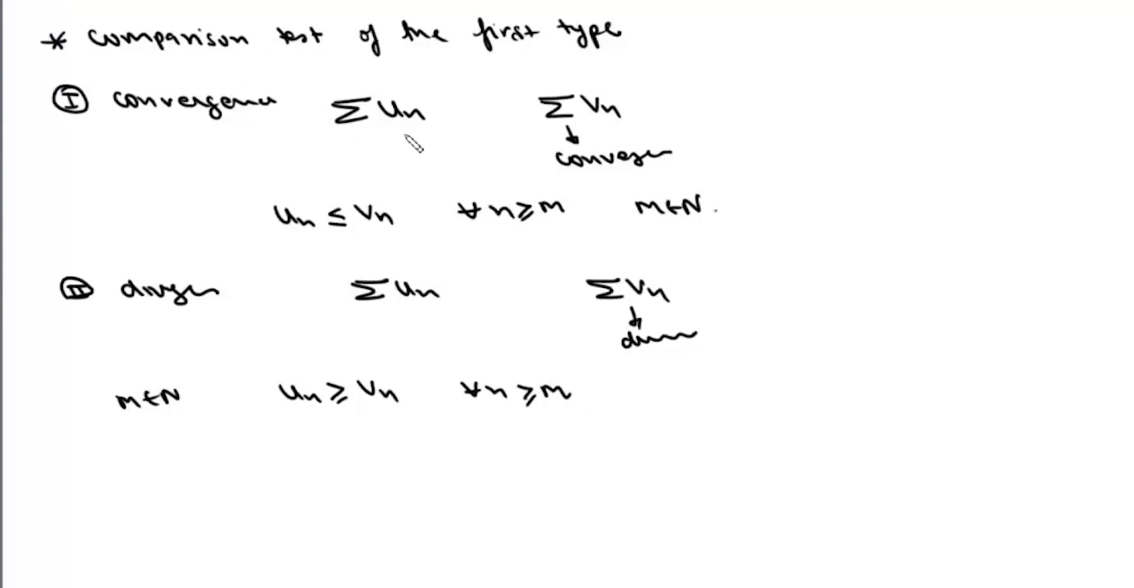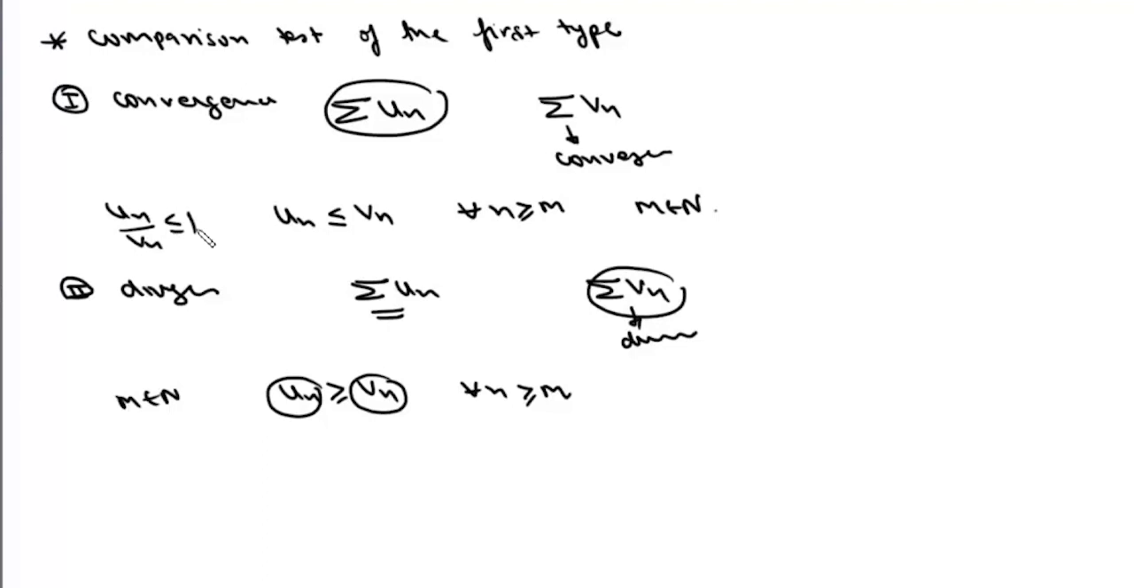So if the corresponding term of un is less than or equal to the corresponding term of Vn, where Vn is a convergent series, then this series converges. And if the corresponding term of un is greater than the corresponding term of Vn for a divergent series Vn, then this series diverges. Since both the series contain positive terms, we can write the first one as un upon Vn less than or equal to 1, and the second one as un upon Vn greater than or equal to 1.